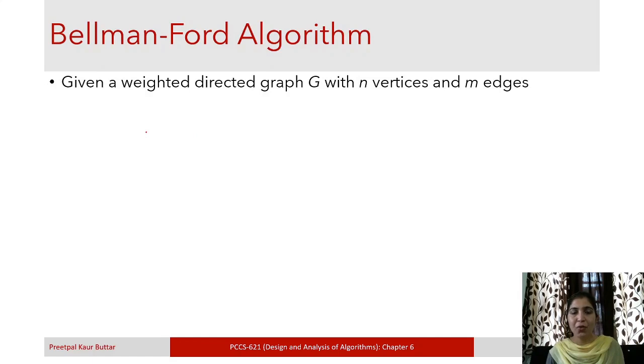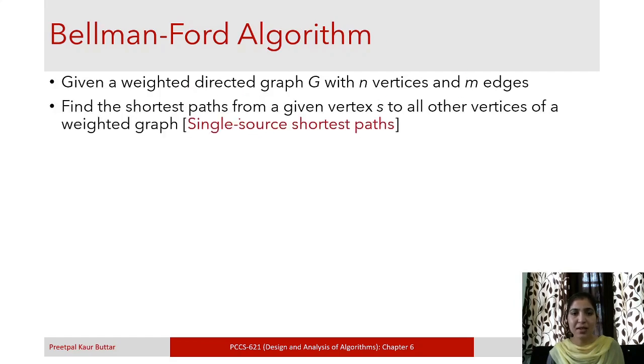So what is the Bellman-Ford algorithm? Given a directed weighted graph G with n vertices and m edges, the Bellman-Ford algorithm is used to find the shortest paths from a given vertex S, say source, to all the other vertices in this graph. This is similar to Dijkstra's algorithm, which is also used to find single source shortest paths. Bellman-Ford is also used to find single source shortest paths, so there is a single source S.